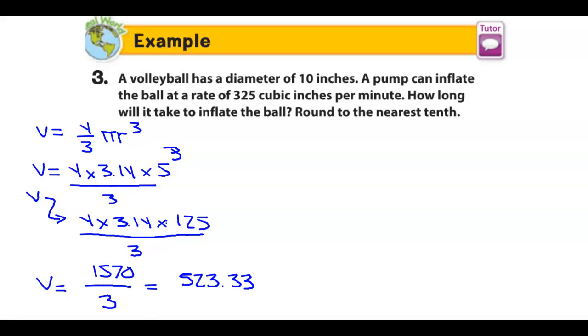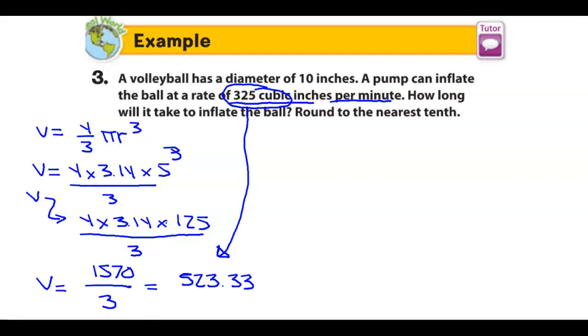We've got that. Now they're saying that we can inflate a volleyball that has 325 cubic inches in 1 minute. So if you look at ours down here, you can see, hey, wait a minute. Ours is a little bit more than 325, so it's going to take a little bit more than a minute, right? 523 is not double this, so it's not going to take twice the amount of time. So it gives us a pretty good ballpark guess as to what the answer might be.